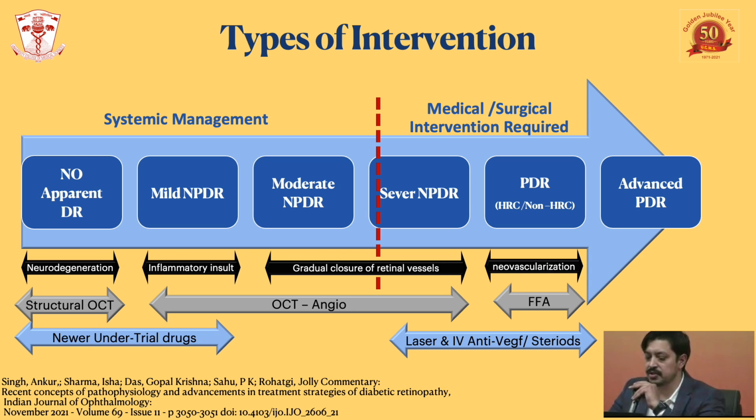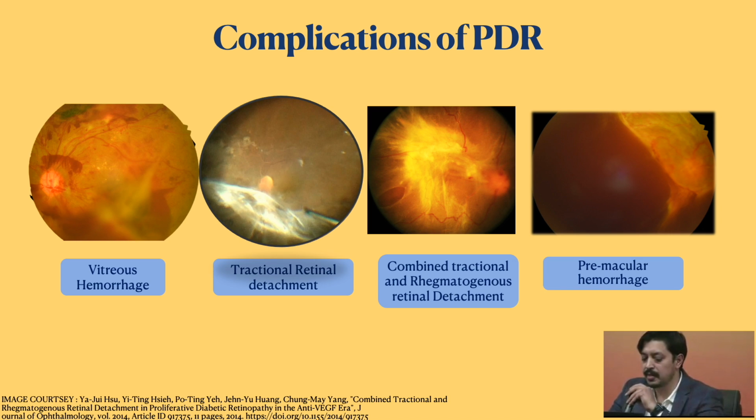So neurodegeneration is the new area of interest. This is where we want to stop the disease. Later, there is already existing evidence on how we treat a patient with apparent diabetic retinopathy, by systemic management, and a patient with the aftermath, that is PDR, by surgical and medical management. So what are the complications of PDR? One is vitreous hemorrhage, total retinal detachment, combined traction and rhegmatogenous retinal detachment, and premacular hemorrhage.